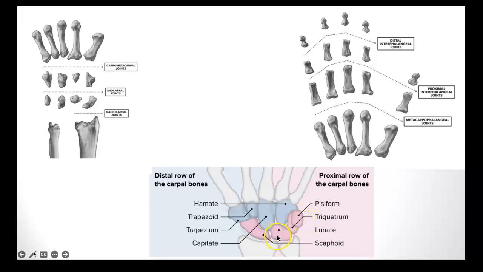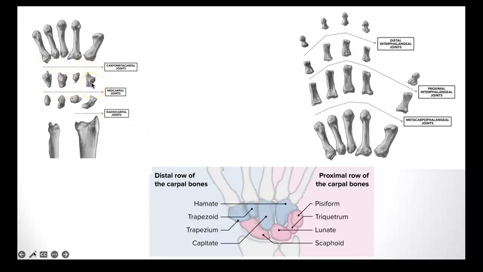But we can see that this lunate here not only articulates with the radius, but then also glides over a little bit to the medial side and has an articulation with the ulna, right? So this is a really important pivoting bone within the wrist, because it does articulate with the radius and the ulna, but then also has a direct articulation with the second row of carpals. So if we look here, we have a second row of carpal bones, which will include 4 bones.